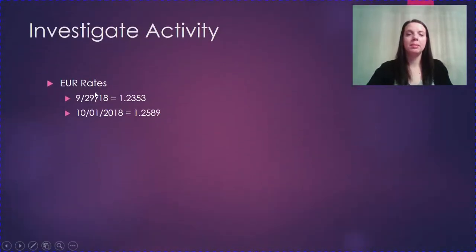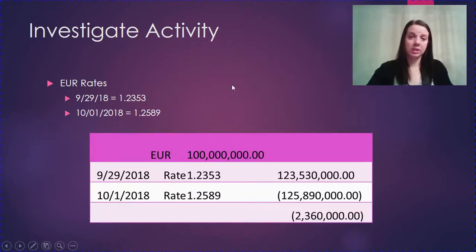It created a break because the rate on 9/29 was 1.2353, and on October 1st it was 1.2589. So on $100 million in euro, you can create a $2 million break, especially if your 9/29 line is only in USD, so you can't convert that back to euro.